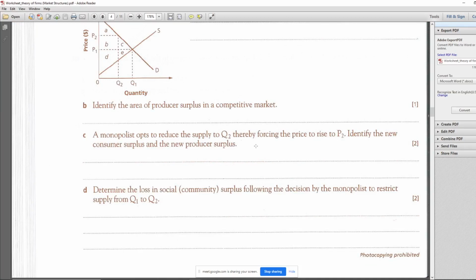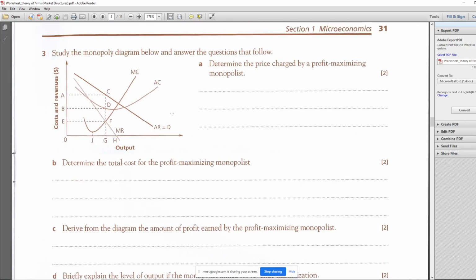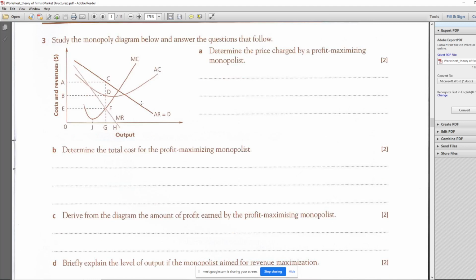All right, so let's go to the next page. Okay, now we are at question 3. Question A: which one is the price charged by a profit maximizing monopolist? A, B, or E in this diagram here?